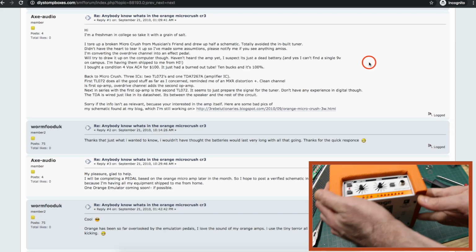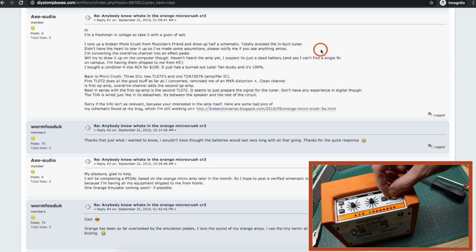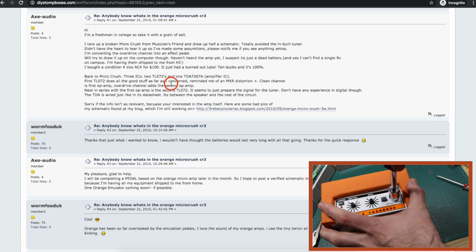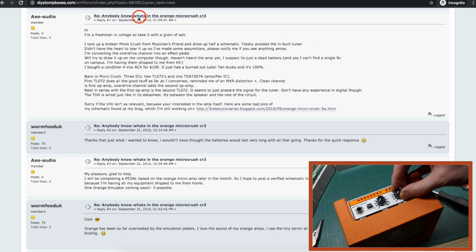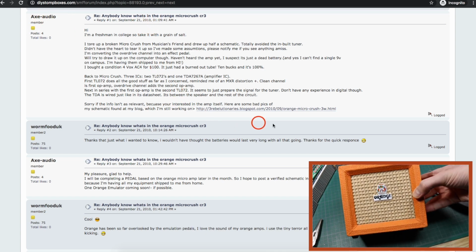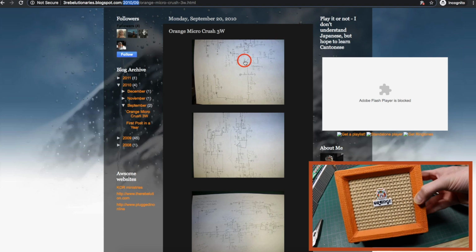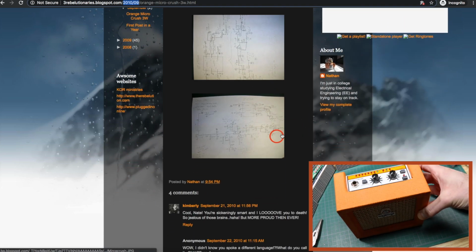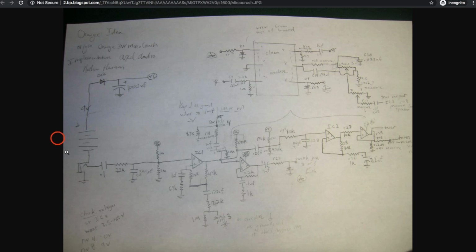Aside from that, I was looking for some info. Is there a schematic or something? And all I could find is something way back from 2010. There was a forum post referencing a blog post containing some hand-drawn, transcribed schematics. So if I just kind of look at this, I think there's some incomplete things and maybe some mistakes here from reading the forum.